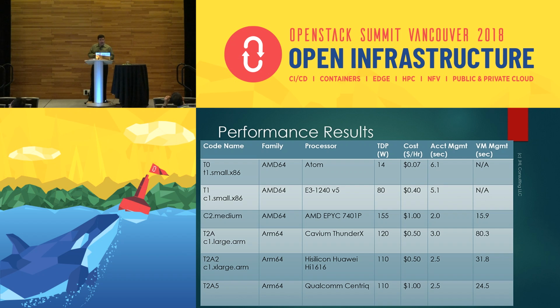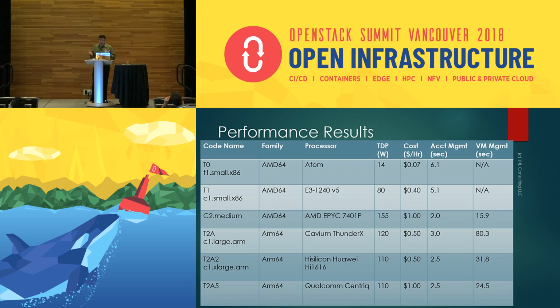But the next one did, that AMD EPYC system did, and you can see 2 seconds to go through the account management tests on average. That's a 95th percentile, 15.9 seconds on the VM management, so it spins up those 10 of them. Then the next ones, the KVM, the Huawei, the Qualcomm, we can see if we get all the way down to the Qualcomm, okay, we're at 24.5 seconds as compared to the AMD at 15 seconds.